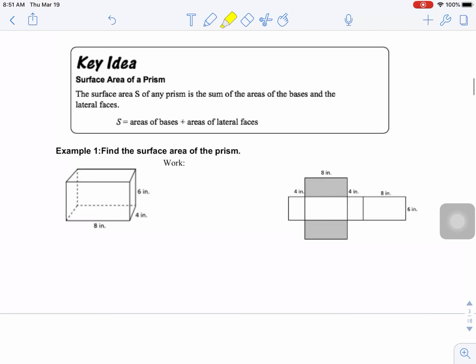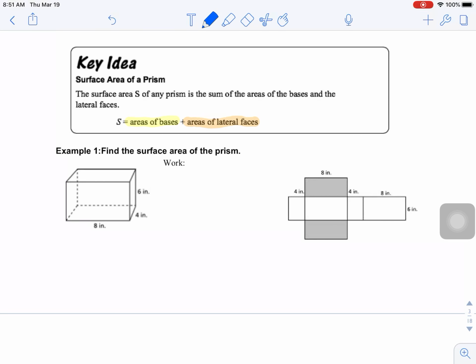Another way that you can think about it is the area of the bases, the bases being what the box is sitting on right now, plus the area of the lateral faces. The lateral faces, remember, is the sides. That's what we just found a second ago. We found the lateral area of that piece.